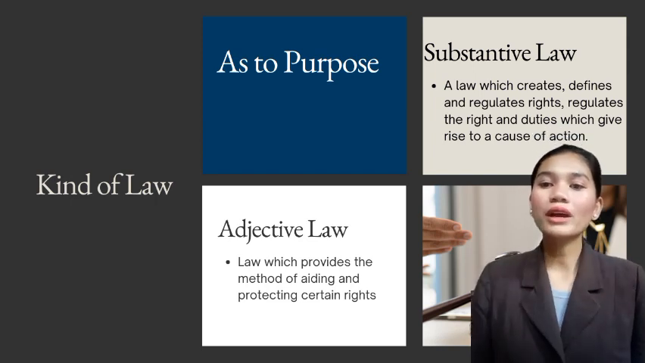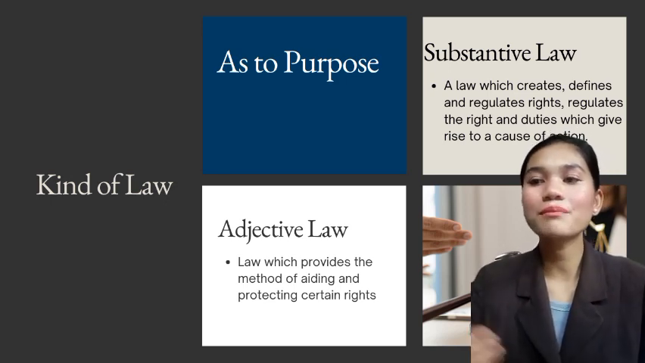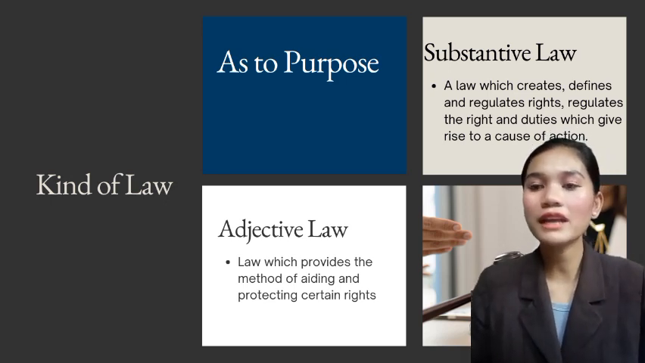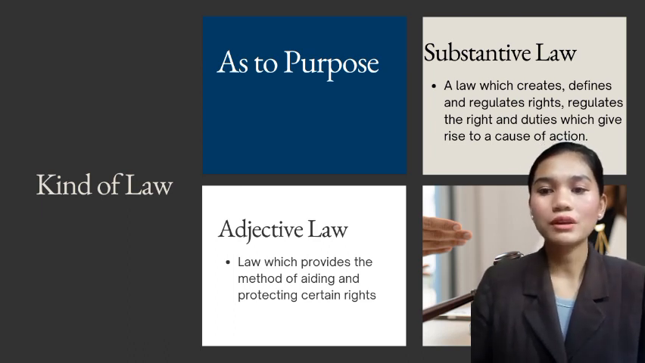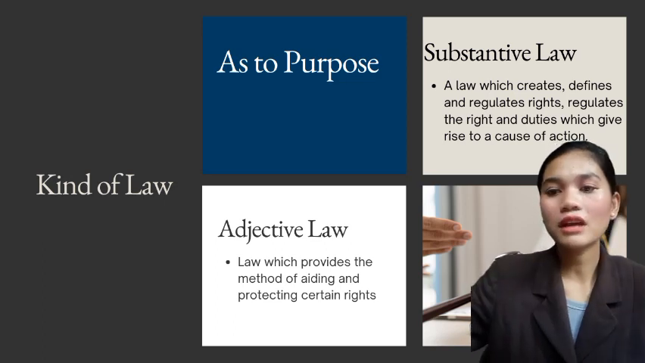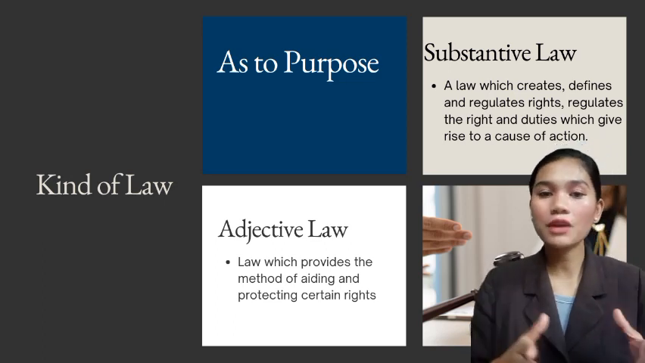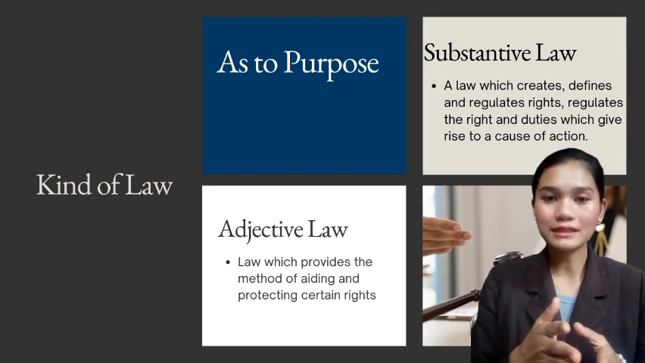The second one is adjective law. Adjective law provides the methods of aiding and protecting certain rights. For example, arrest procedure, pretrial procedure, trial procedure, then the appeal process. So there is a set process for you to defend what is right.